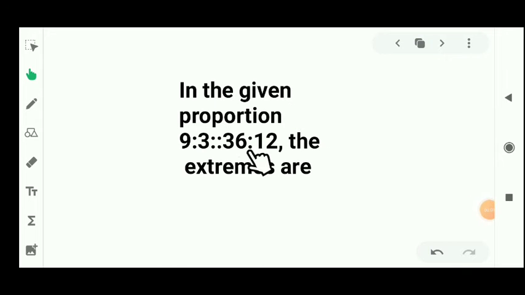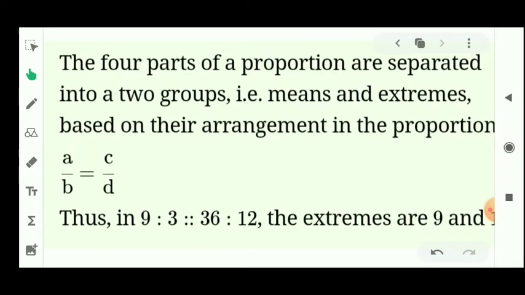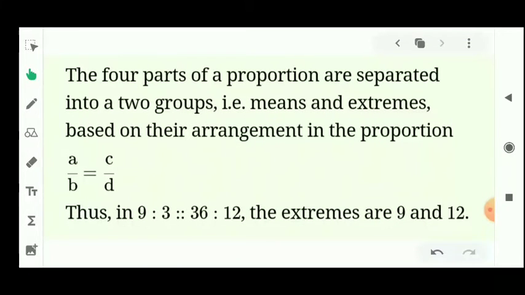In the given proportion 9:3 = 36:12, the extremes are. Let's see the solution. In this question, the 4 parts of a proportion are separated into 2 groups. That means means and extremes, based on their arrangement in the proportion. A upon B is equal to C upon D. That means 9 upon 3 is equal to 36 upon 12. So here extreme values are 9 and 12. That means first and last.